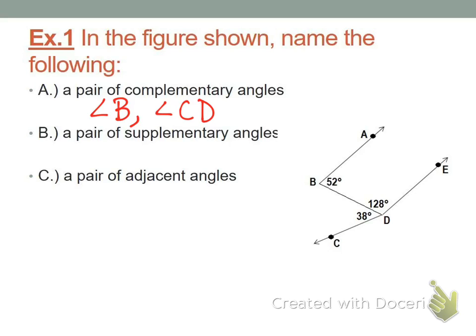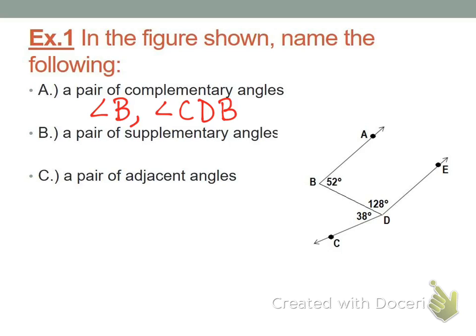C and B. Okay, so C, D, B is that angle. Or you could call it angle B, D, C. But the vertex point has to be the middle letter. A pair of supplementary angles.